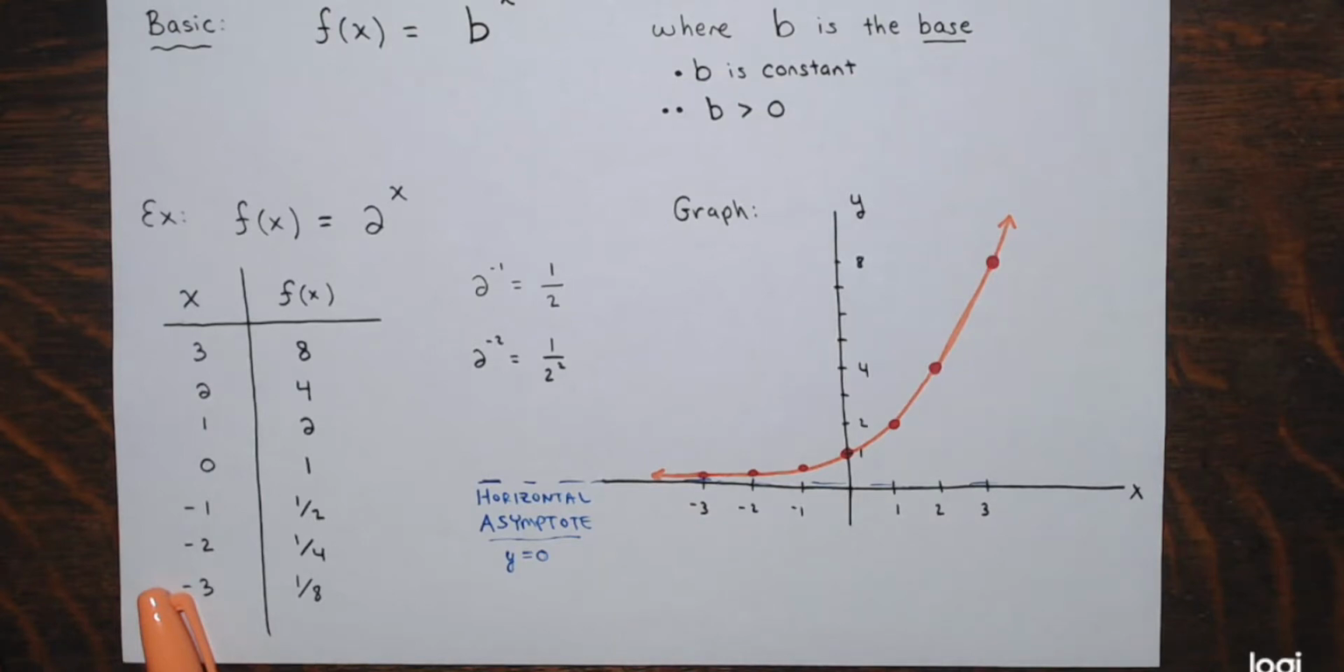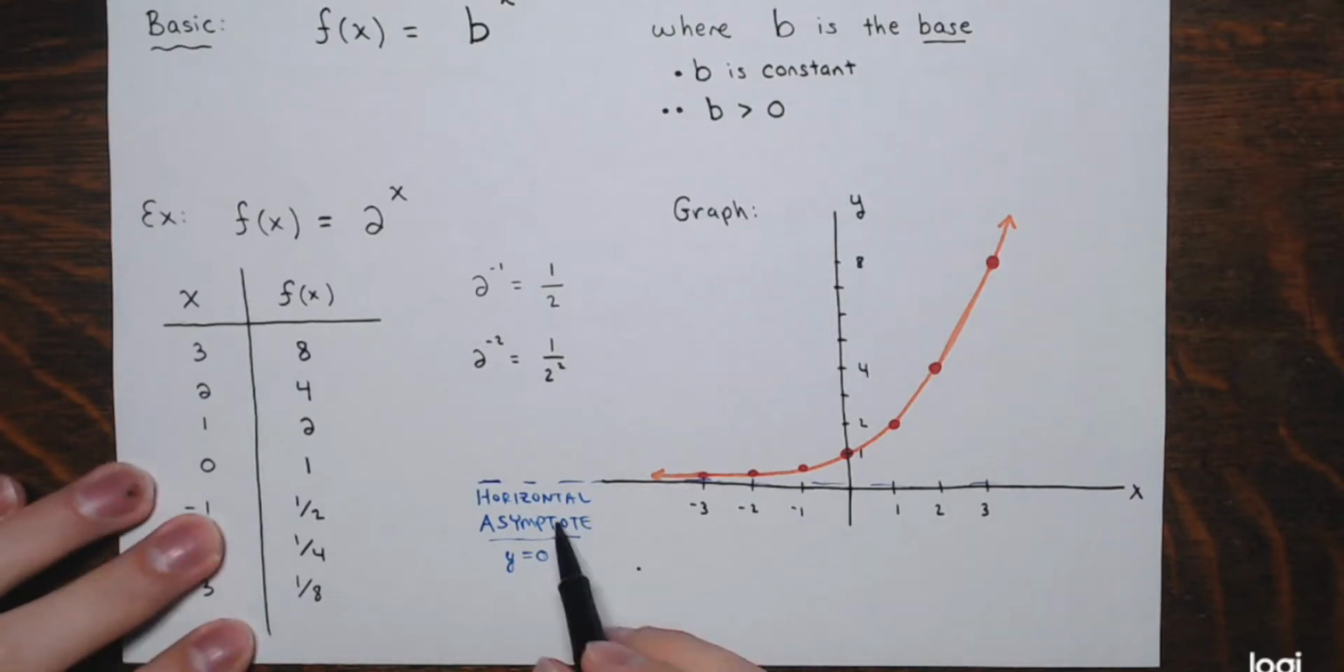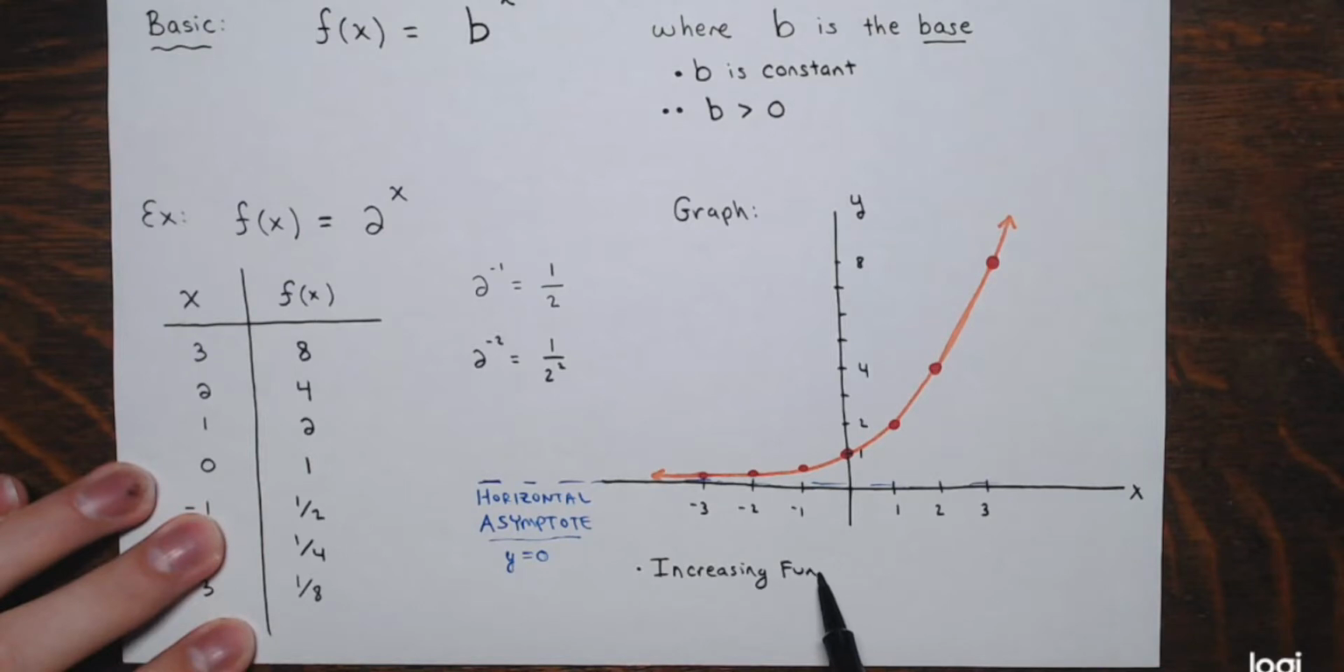All right, so some properties here. So again, 1, it's got this horizontal asymptote. 2, it's an increasing function. They would call it an increasing function. That just means as the input increases, the output also increases. As you go from left to right, the function is increasing, going up forever.